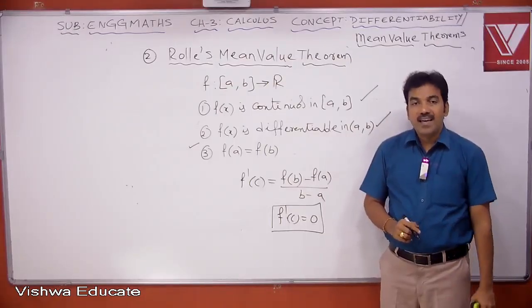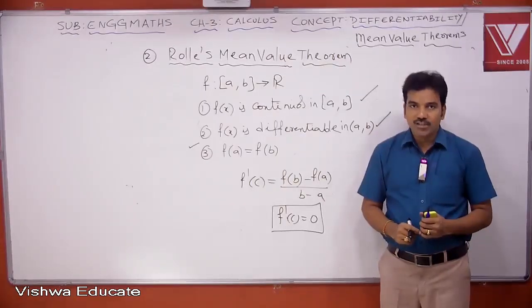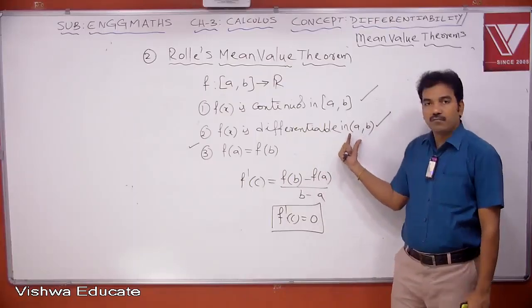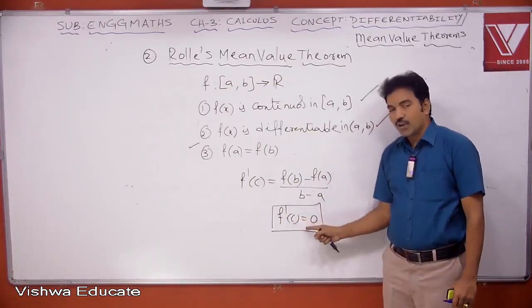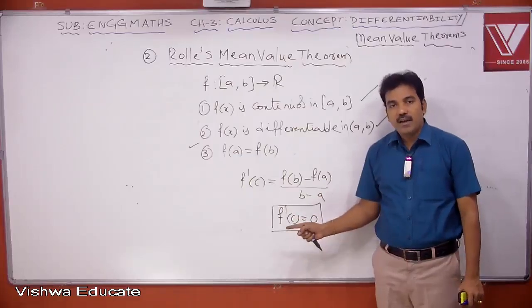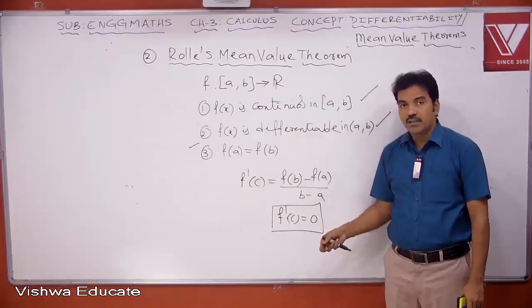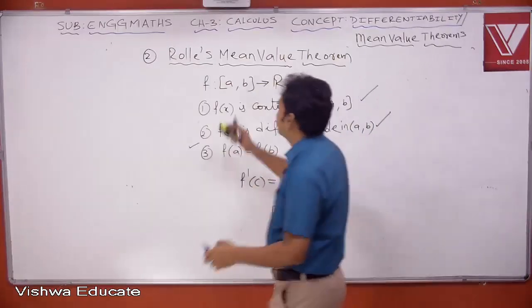Then at least at one point c in open interval a comma b, f dash of c equal to 0. At least at one point c in open interval a comma b, f dash of c equal to 0. Right? Now we discuss one example.